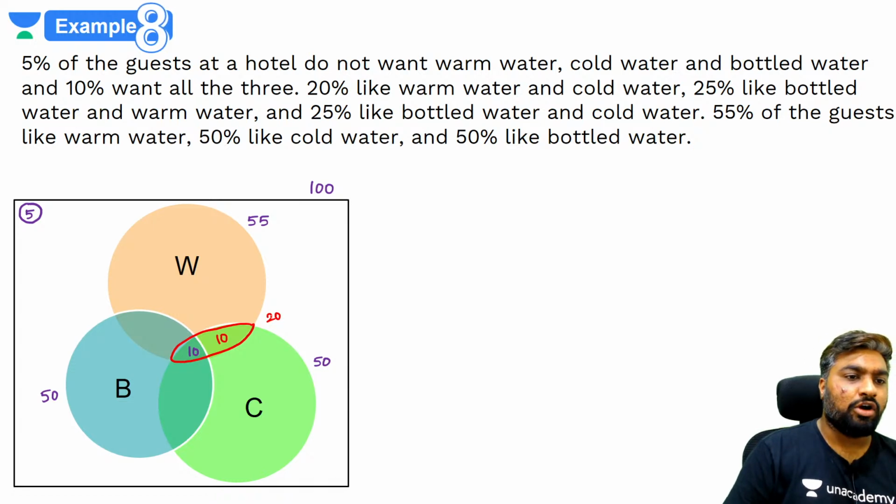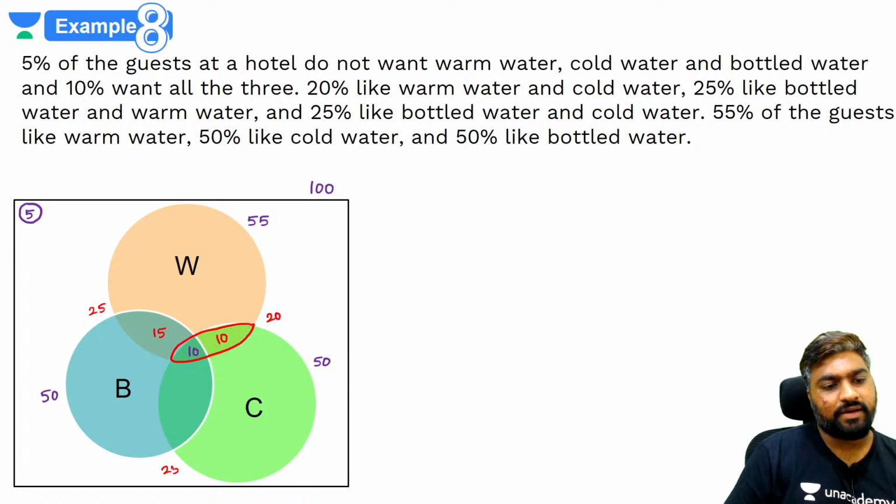Same way, bottled water and warm water together is how much? 25. If this is 10, then this is 15. Same way, 25 like bottled water and cold water. Bottled water, cold water, 25. So again, this is 15.